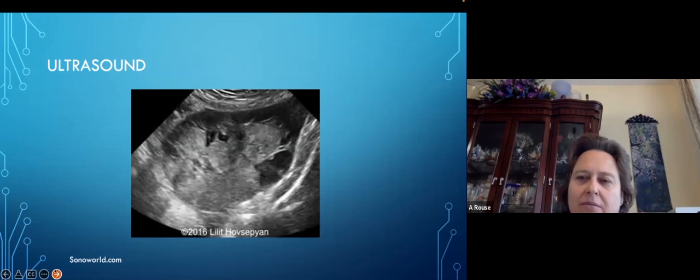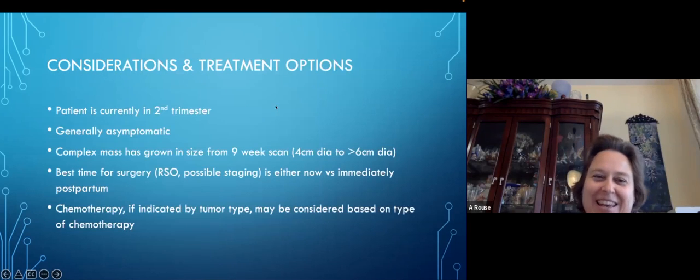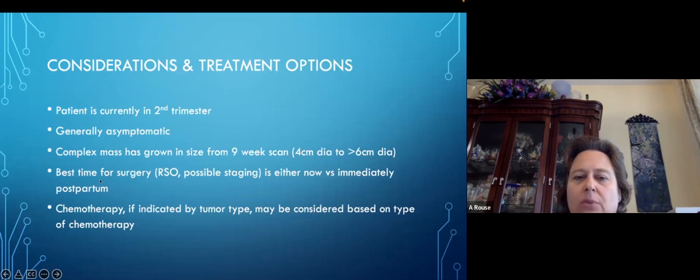I'm going to save you. Thank you. So second trimester, she's asymptomatic for the most part. It has increased in size. So we have a report of 4 centimeters. Now we're greater than 6 centimeters. So if we were going to consider surgery, because if we had a concern that this might be a borderline or malignant tumor, this would be the best time to do it. Or in the immediate postpartum period. And then depending on what is found, if it is a tumor, since we are talking malignancy and pregnancy, chemotherapy would be determined by the tumor type, as well as whether it's safe for pregnancy or not.